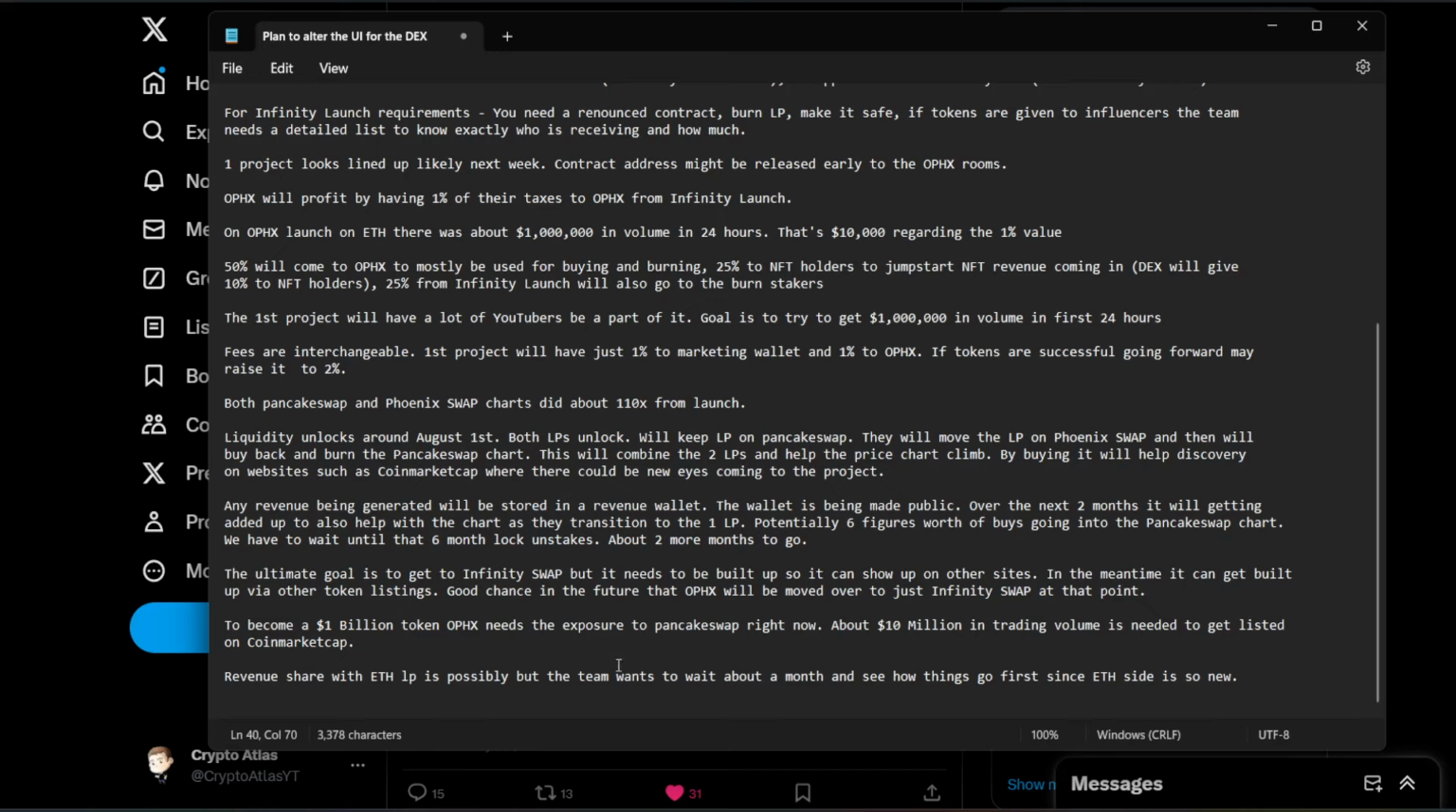About $10 million in trading volume is needed to get listed on CoinMarketCap. Revenue share with Ethereum LP is possible, but the team wants to wait about a month and see how things go first, since the Ethereum side is so new. Okay, so there's the main notes from the Operation Phoenix Fridays.